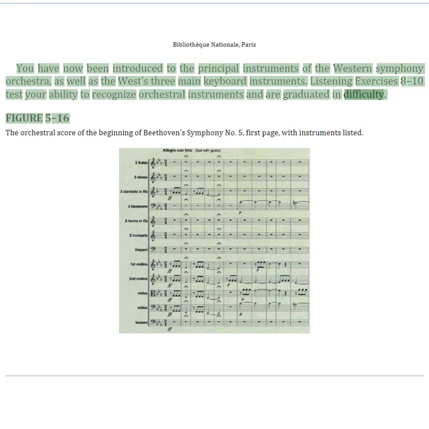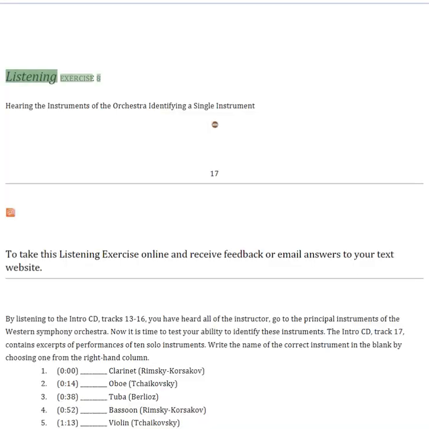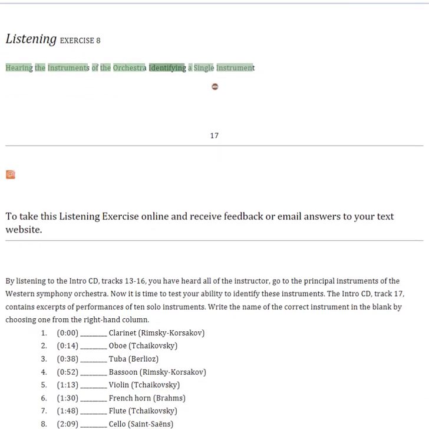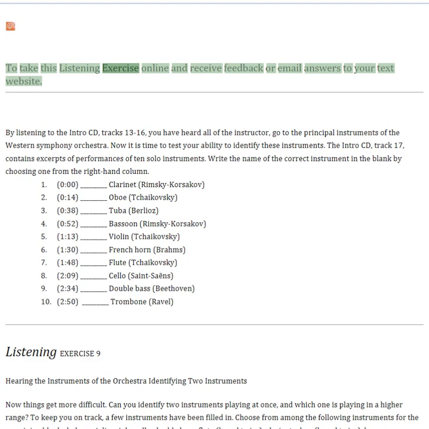Figure 5.16. The orchestral score of the beginning of Beethoven's Symphony No. 5, first page, with instruments listed. Listening exercise 8. Hearing the instruments of the orchestra: identifying a single instrument. To take this listening exercise online and receive feedback or email answers to your instructor, go to the text website.